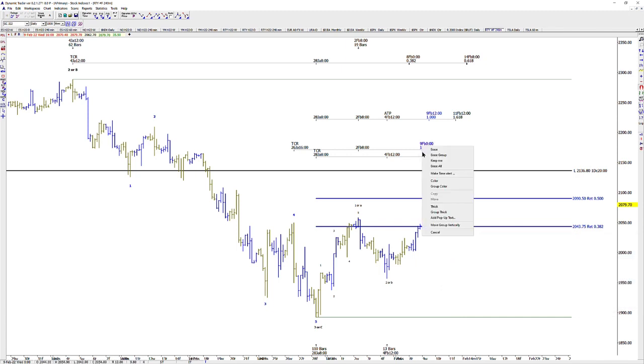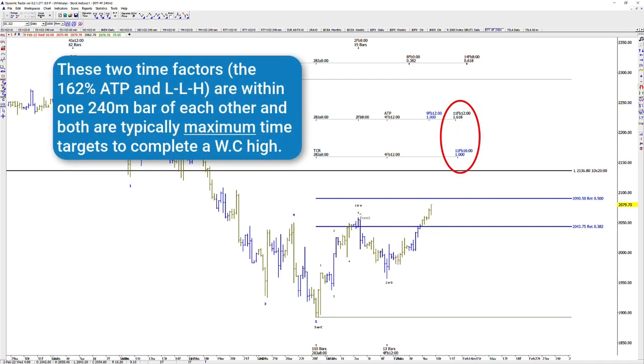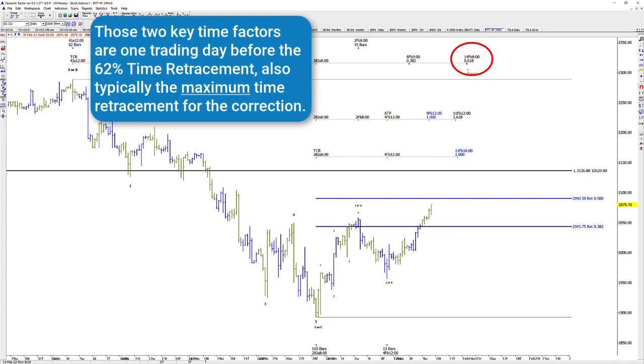Let's clean this up just a little bit. I'm just going to take that off. It's within hours, actually within 1 bar of this 240-minute data, of the 162% alternate time projection of the wave 1 or A, which is also typically the maximum for a wave C. And it's just a little bit before the 11th. Yeah, the 11th is a Friday. So this is a Monday. So the Monday would be typically the maximum time retracement.